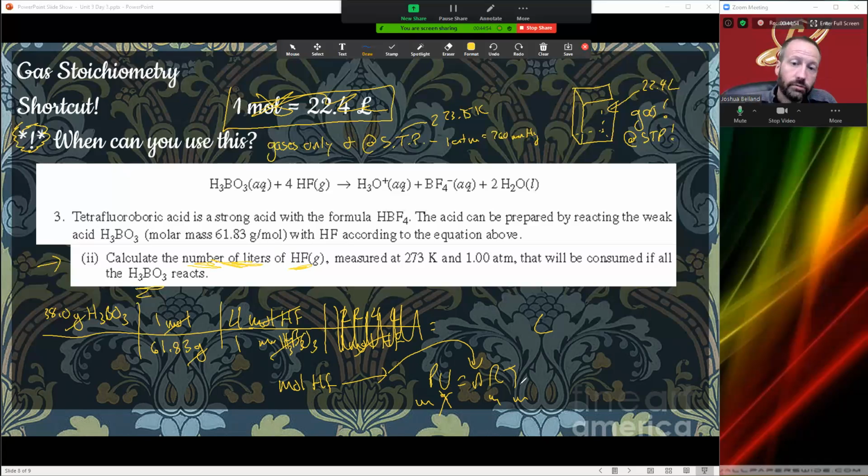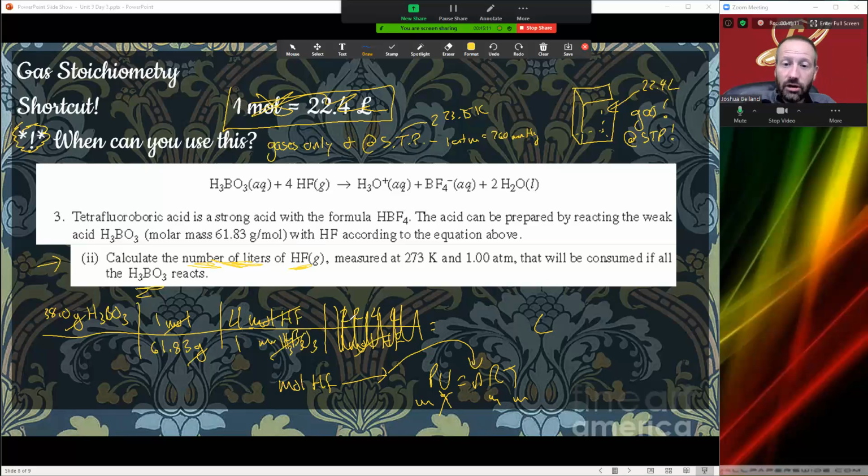And I solve for volume, and I get my liters. It would work just fine. What if you mess up and you don't remember it's 22.4 liters and you do it this way anyway? You'd come up with the same answer as if it was STP. So it works either way.